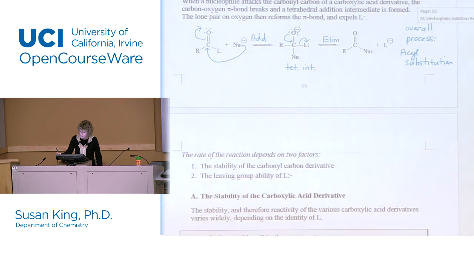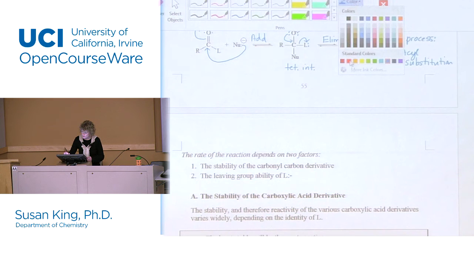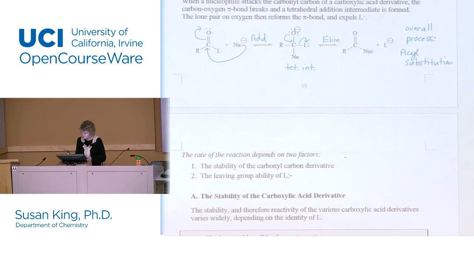All right, so the rate of the reaction is going to depend on the stability of the carbonyl derivative. That's because that's going to affect the rate of addition, the first step, which is step 1. And the rate of the reaction also depends on the leaving group ability of L. That would be for the rate of elimination. The leaving group ability is going to affect the rate of elimination.